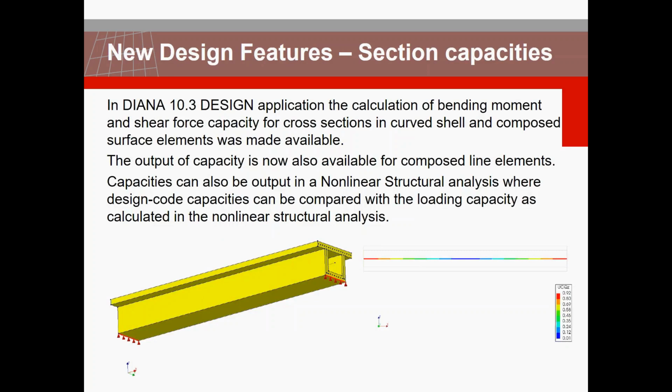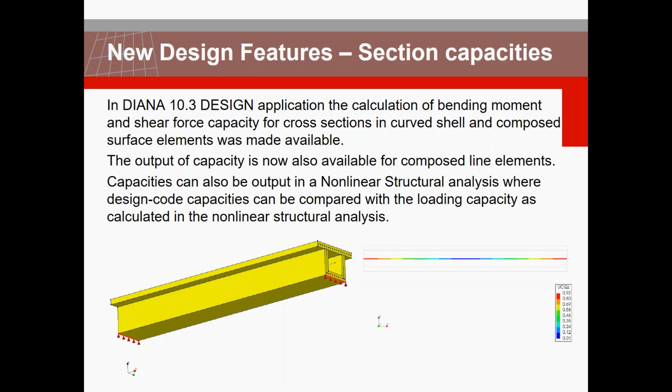In Diana 10.3, in the design application, you could already calculate the bending moment capacity and shear capacity. But this was only available for cross-sections in curved shell elements or with solid elements in combination with composed surface elements, and only with reinforcement grids. Now we made it available that the calculation of the capacity is also available for composed line elements. This makes it much more flexible in application. Now you can analyze all shapes of constructions, like for example the box girder beam.